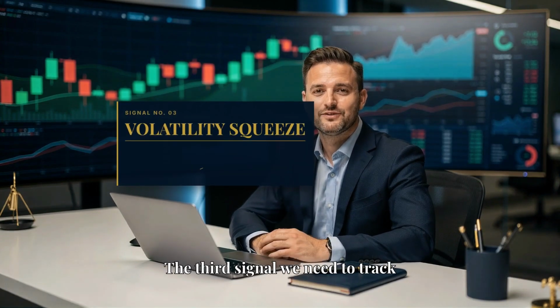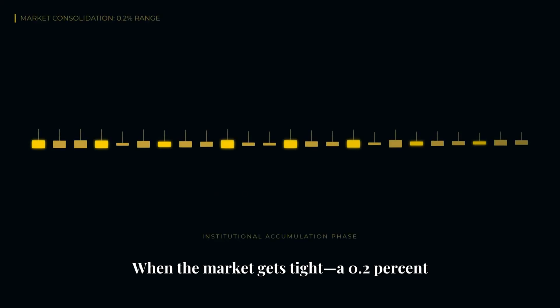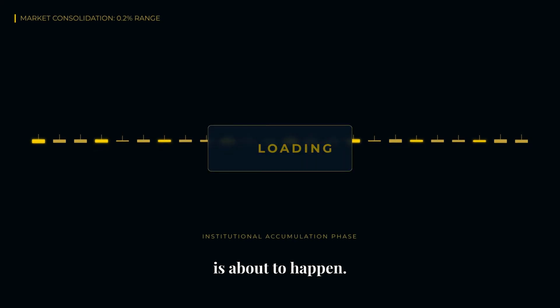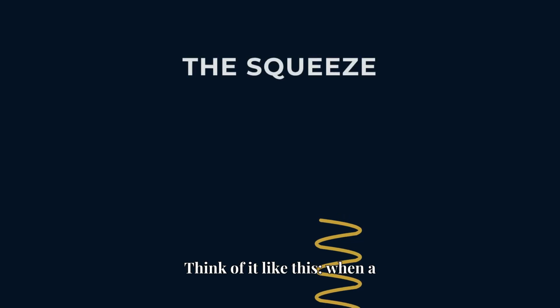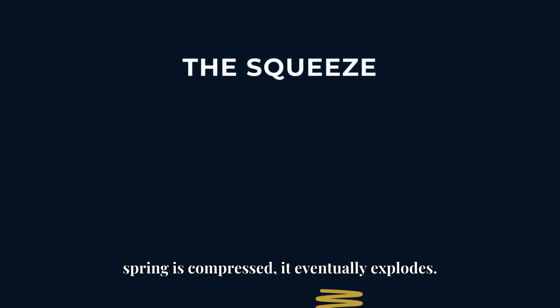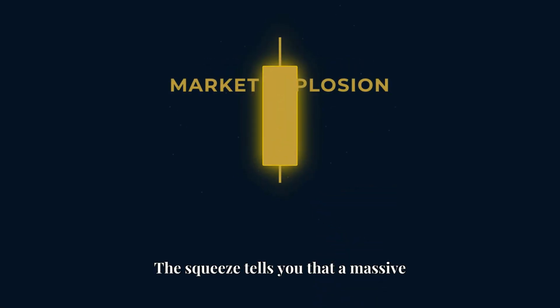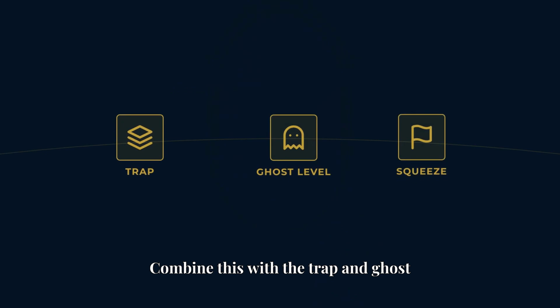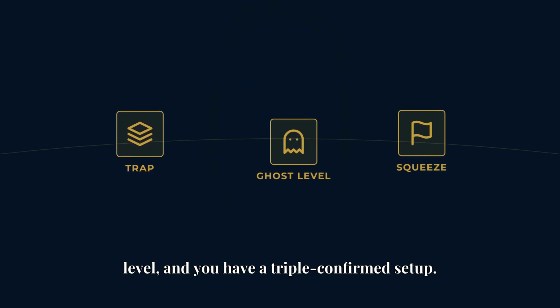The third signal we need to track is the volatility squeeze. When the market gets tight, a 0.2% price range for 24 bars or more, something is about to happen. Institutions are accumulating quietly. Think of it like this. When a spring is compressed, it eventually explodes. The squeeze tells you that a massive market explosion is imminent. Combine this with the trap and ghost level, and you have a triple confirmed setup.